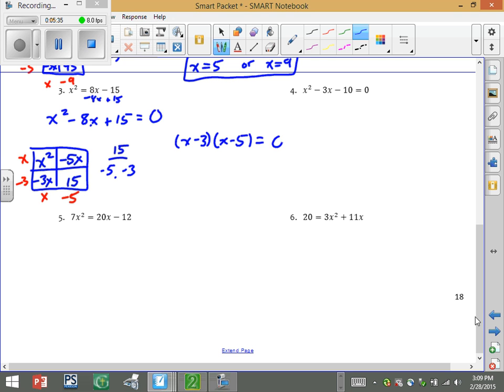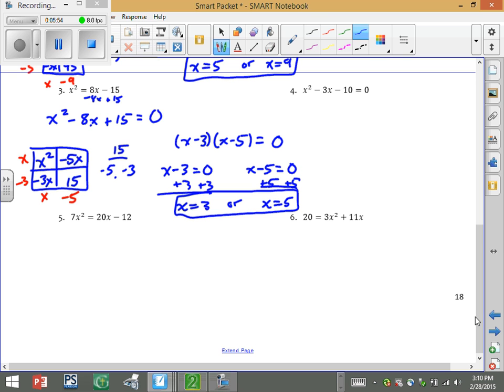But this time again, we're going to actually solve this thing. So x minus 3 equals 0. And you just take both of those things and set them equal to 0. Add 3 to both sides over here, so x could be equal to 3. Or add 5 to both sides here, x equals 5.